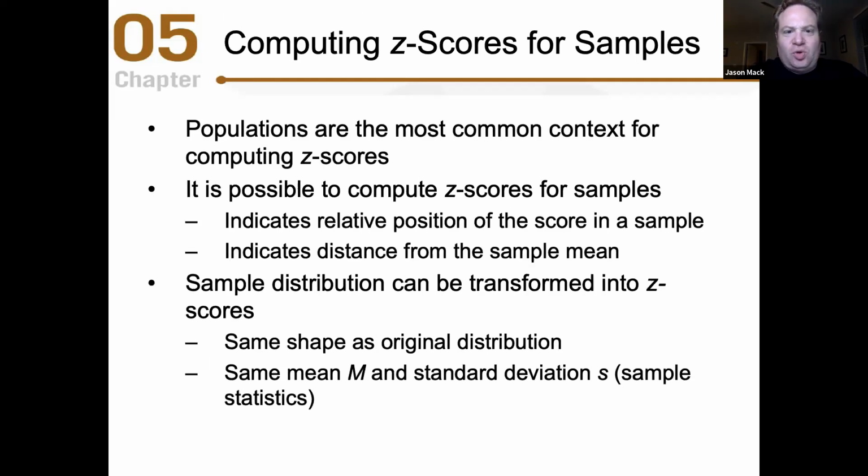So, computing z-scores for samples. Populations are the most common context for computing z-scores, but it is possible to compute z-scores for samples. This indicates the relative position of the score in a sample, the distance from the sample mean. The sample distribution can be transformed into z-scores, with the same shape as the original distribution, and the same mean, or M, and standard deviation, or s, for sample statistics.